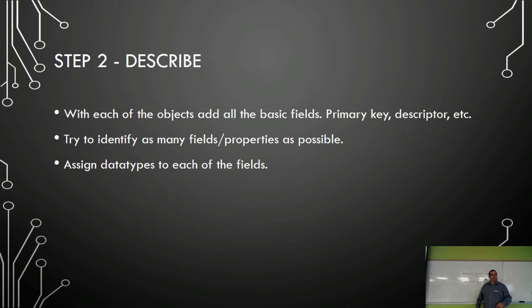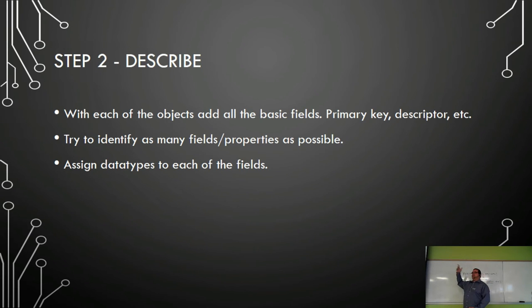Step two. Now that you have all the bits and pieces found, at least you hope you found all the bits and pieces, you want to start throwing in all the basic fields. Okay, let's throw on primary keys. And after that conversation I just had about synthetic keys, the easiest answer is just throw a synthetic key on everything. Why? You don't have to worry about it anymore. It's done. Just create a primary key for everything with a synthetic key before you add any other information.